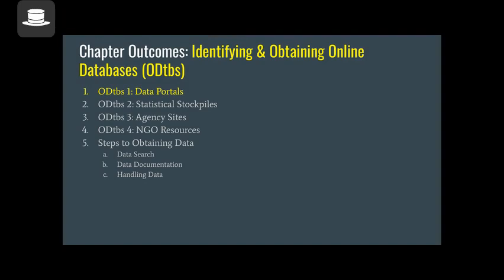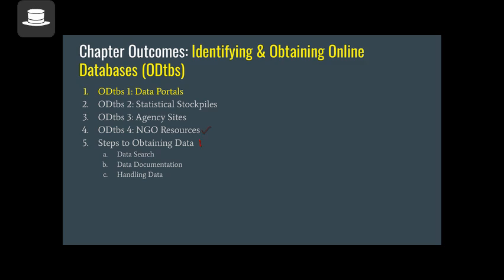Okay, so these are the outcomes for this chapter. First, we'll talk about different sources of finding online data. First, data portals. Then statistical stockpiles. Then we'll talk about government agencies as a source, and non-government agencies as resources to identify and obtain online data.